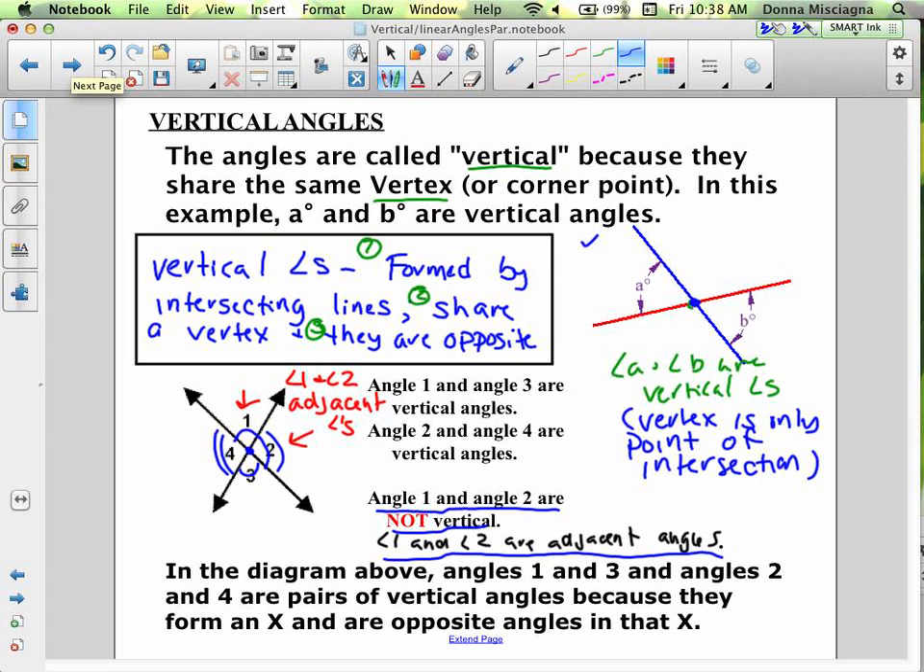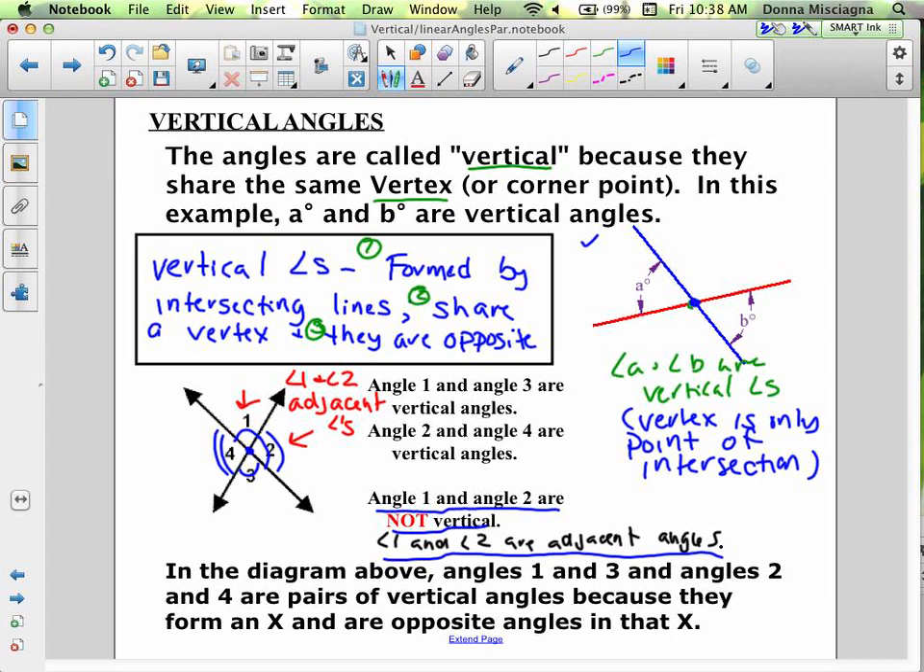They're opposite one another. Now, angle 1 and angle 2, and angle 2 and angle 3, and angle 3 and angle 4, and angle 4 and angle 1, those are not vertical angles, right? Those are adjacent angles because they are next to one another. They share a vertex. They share a side. They don't overlap, right? So 1 and 2, 2 and 3, those are adjacent. The ones opposite, 1 and 3 and 2 and 4, those are vertical.